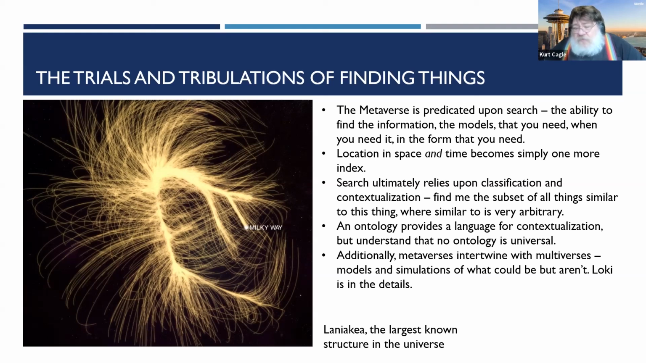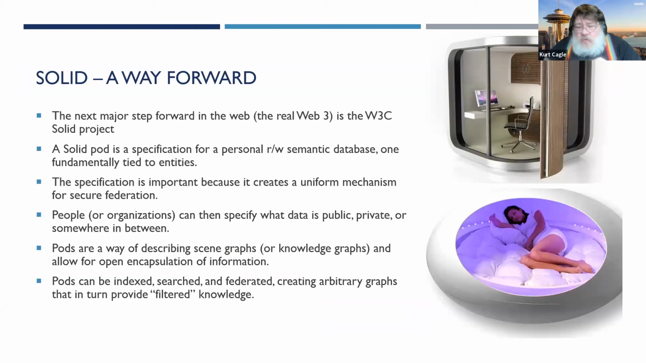Additionally, a lot of the metaverses that we're talking about are also essentially simulations. What if something changes? How does that affect things? We need to be very careful about thinking about how do we effectively search things that don't actually exist except as simulations, as differences. Now, this is Laniakea. It's the largest structure that exists in the universe. And finding anything is probably somewhere in there, but it's kind of useless if you don't have a good search mechanism.